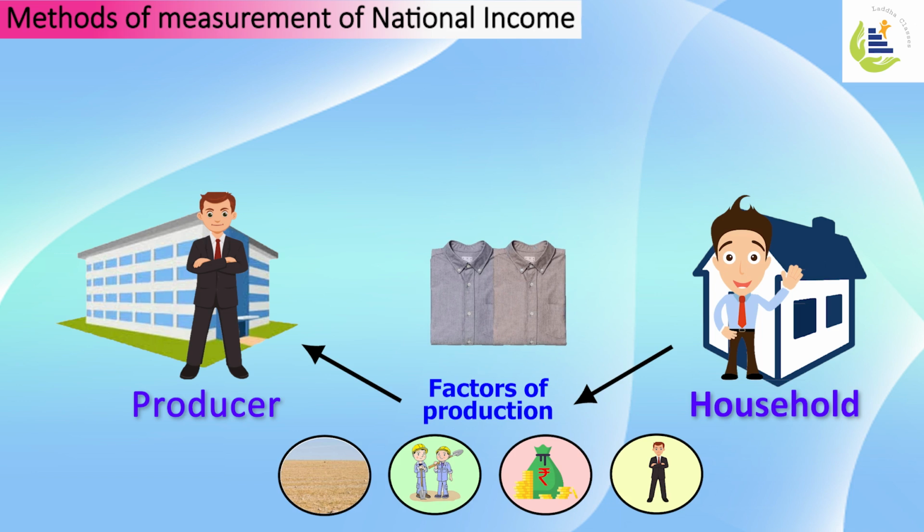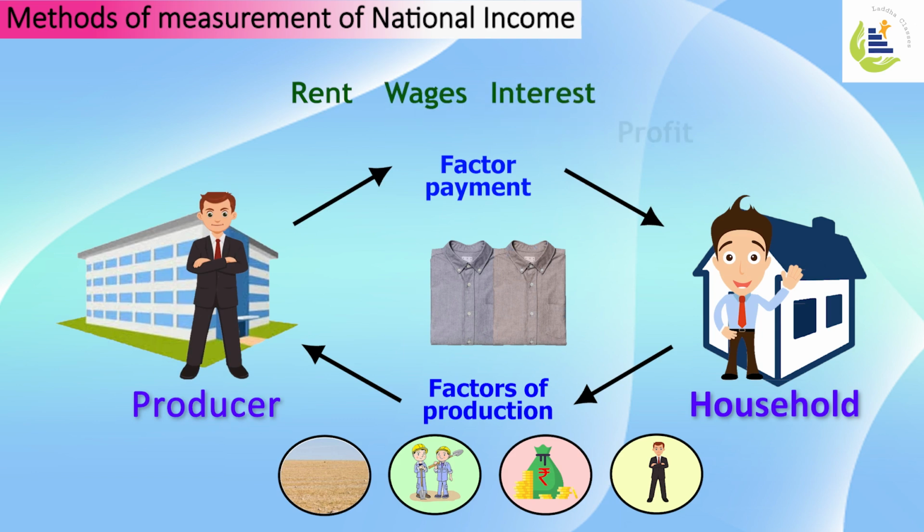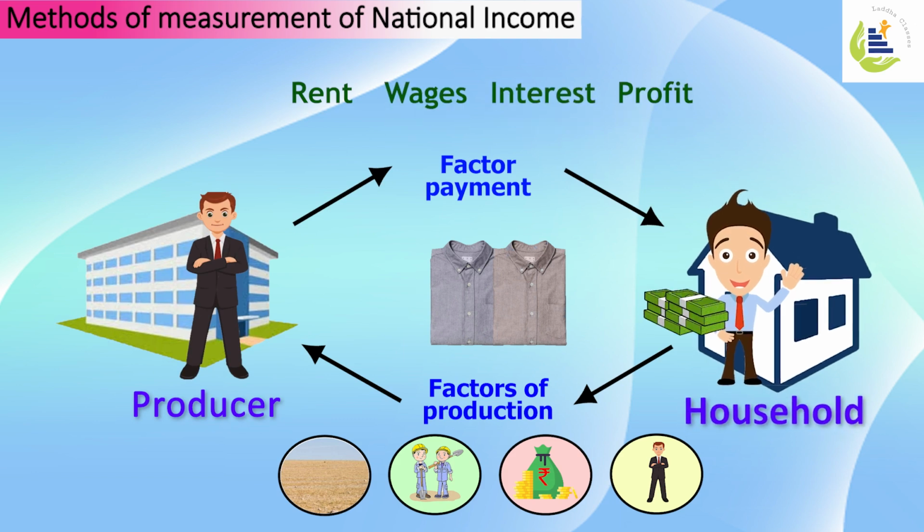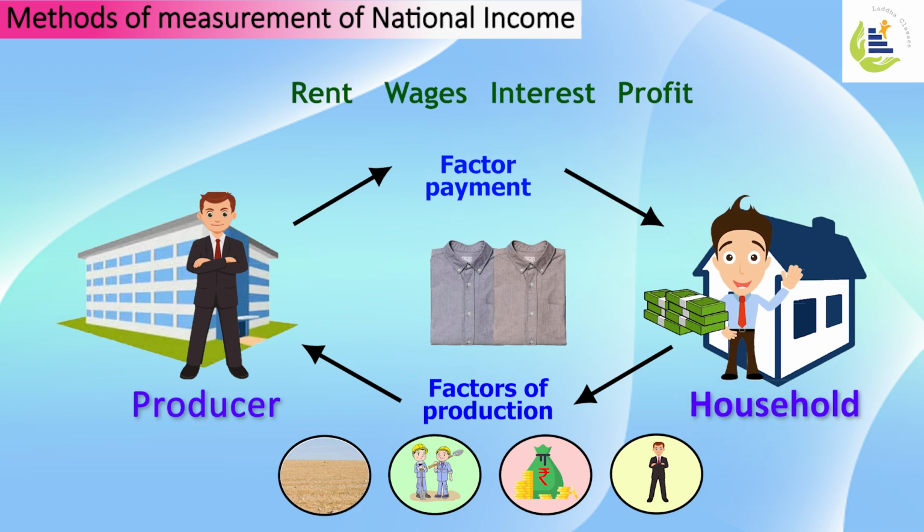So the first task in the flow of national income is production of goods and services using factors of production, which in turn the manufacturer or producer gives what? Factor payment in the form of rent, wages, interest or profit to households or consumers. So this factor payment turns out to be the income of household. So once goods are produced, now the households have income.